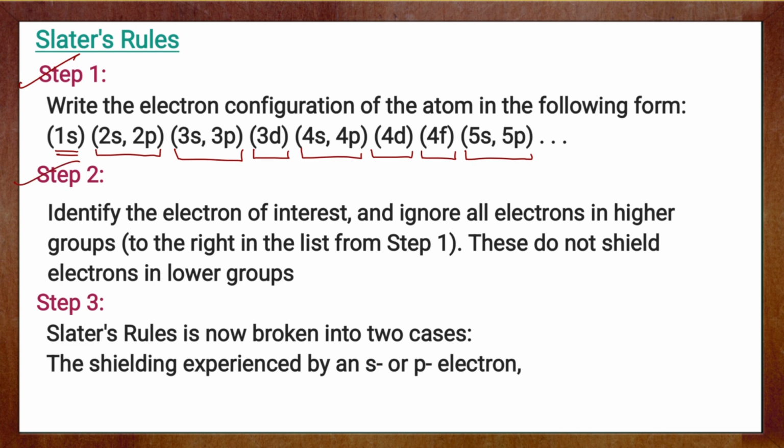In the next step, we will be identifying the electron of interest. It means that in the question they will be giving us the electron for which we have to calculate.